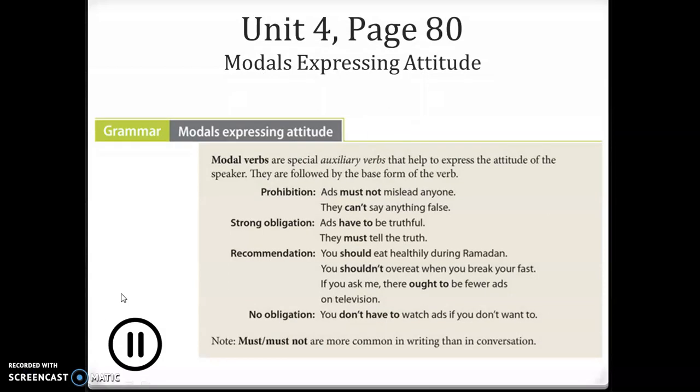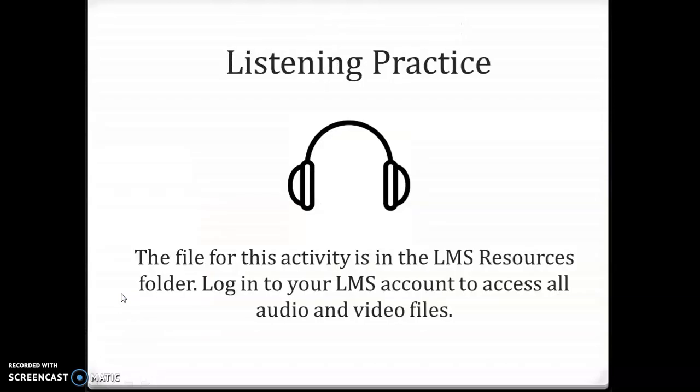If you want more time to go through this grammar skill, pause the screen and press play when you're ready. Now let's do some listening practice. The file for this activity is in the LMS Resources folder. Log in to your LMS account to access all audio and video files.